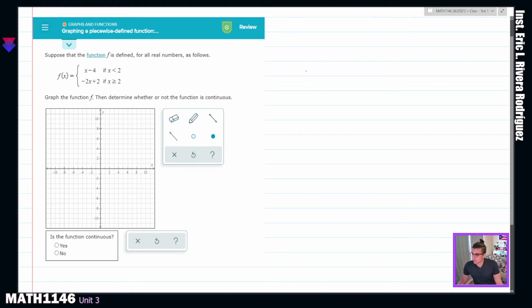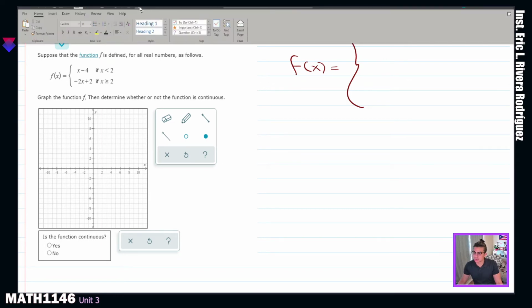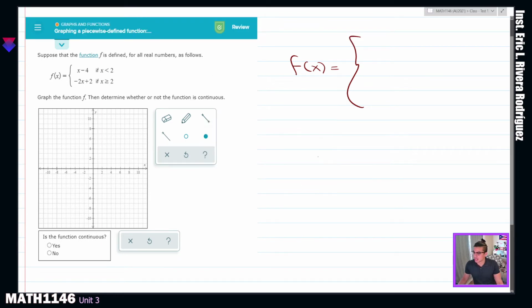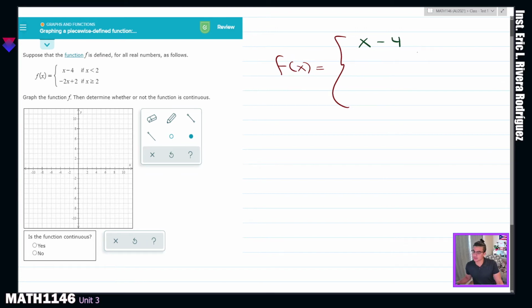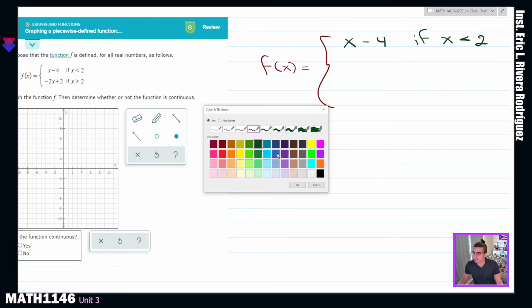So we have this function here. You have 2 pieces, and I'm going to use colors to identify piece 1 and piece 2. We have 2 pieces here. So the first rule, or the piece 1, the first piece of this function is saying use x minus 4 whenever the value of x is less than 2. And I'm going to zoom in just in a moment.